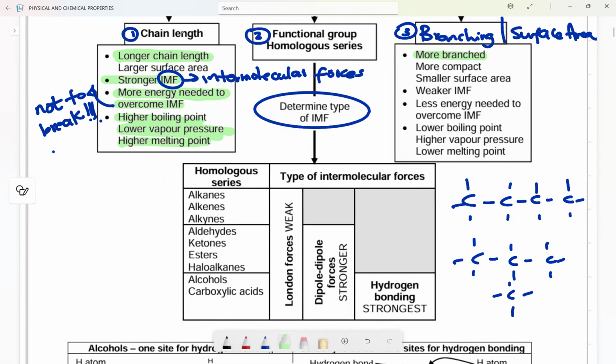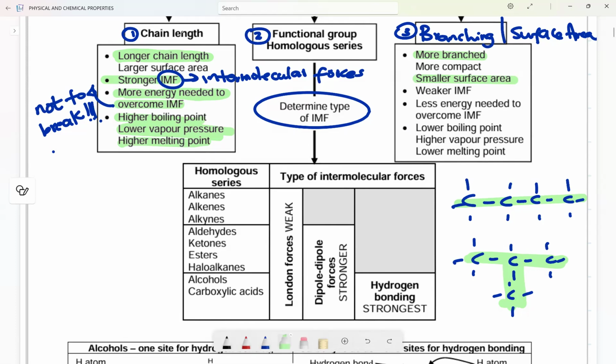But here, when we take one of these carbons and make it a branch, we are decreasing our surface area thereof. Therefore, if we have more branches, it means our surface area will be smaller. Can you see here we had a bigger surface area, but here, since we are adding a branch, we are reducing the surface area.